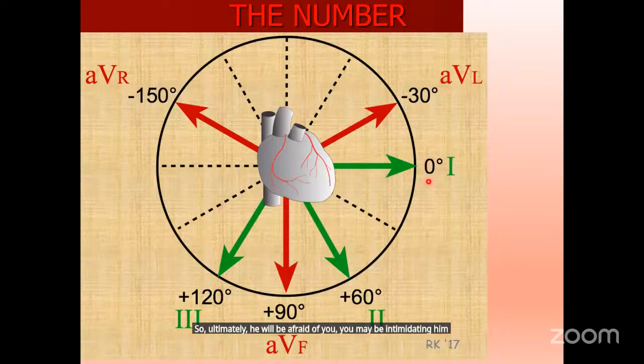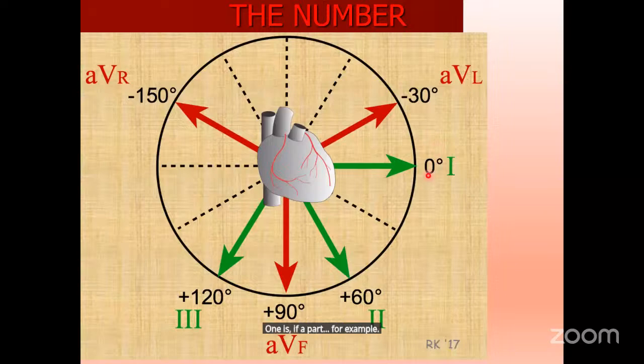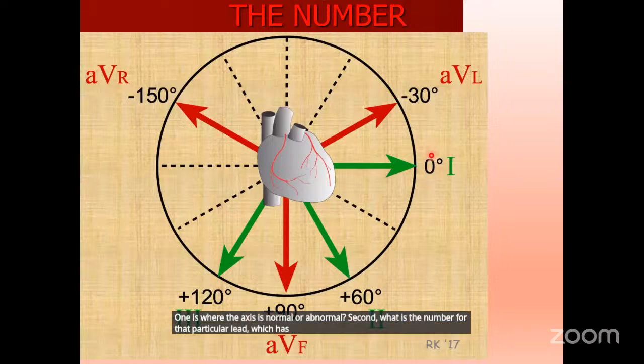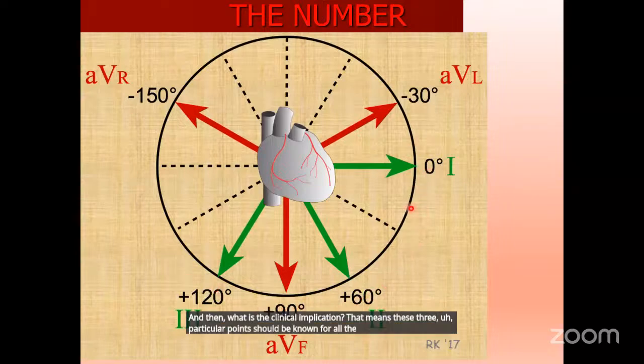So instead of saying normal axis, if a particular lead has the tallest positive QRS complex, I am going to say 3 things. For example, if L1 is positive, I am going to say 3 things. One is whether the axis is normal or abnormal. Second, what is the number for that particular lead which has the tallest positive QRS complex? And then, what is the clinical implication? That means these three points should be known for all the 6 leads.